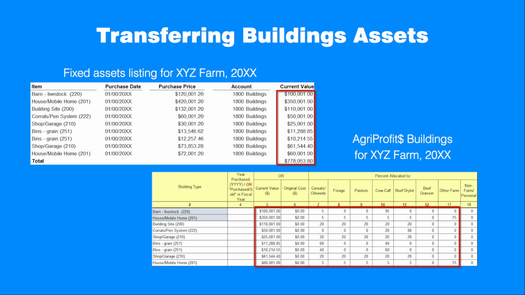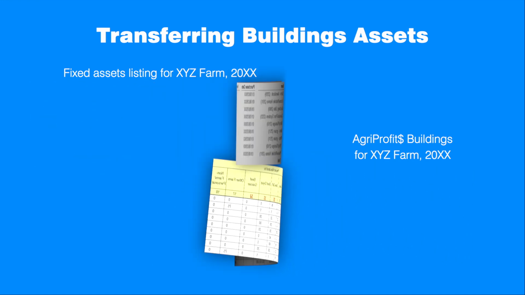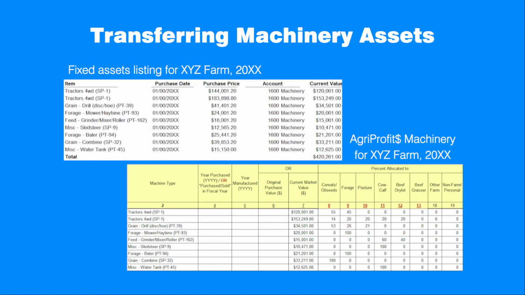If specific types of assets are not listed in the AgriProfits accounts, the producer should enter the value under the other type and provide a short description of the asset. Transferring the machinery assets can be done in a similar way. The machinery includes pretty much everything that is used in the farming operation, such as combines, tractors, seeders, shop tools, and computers, everything that is normally used for more than 1 year.